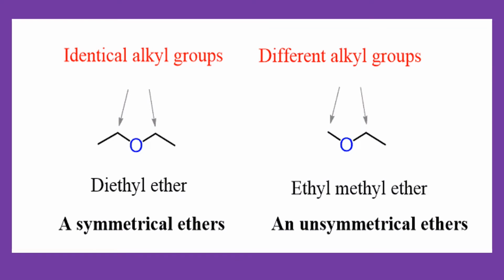Here is an example of symmetrical and asymmetrical ethers. In naming ethers, the word ether is always added to the names of the two alkyl groups attached to the oxygen. Just like in our example, diethyl ether as an example of a symmetrical ether, and ethyl-methyl ether as an example of an asymmetrical ether.